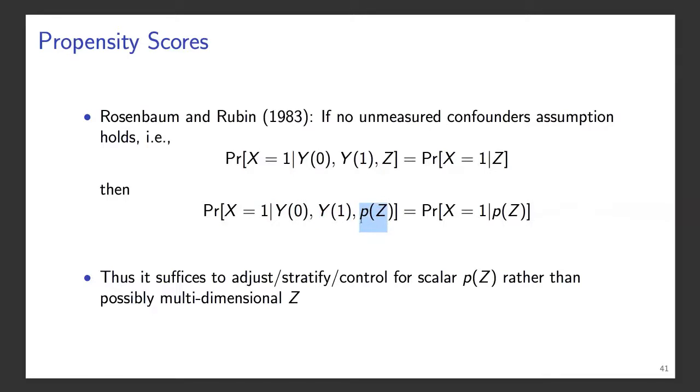So what this means is that it will be sufficient to adjust, stratify, or control for confounding just using the propensity score, which is just a scalar. It's just a random variable that lives between 0 and 1. And that seems like it would be a lot easier than having to adjust for Z, which potentially is multidimensional. So this fundamental result has led to numerous methods that utilize the propensity score and leverage this finding.